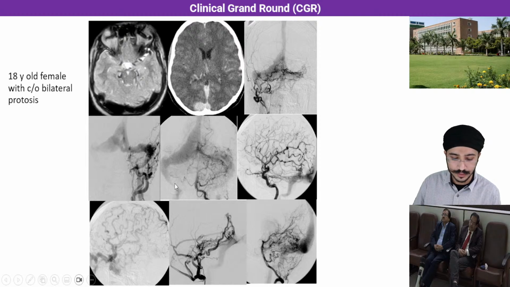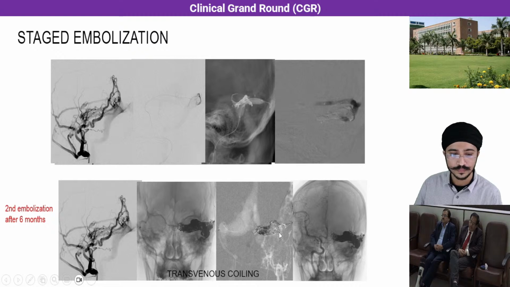There is very severe cortical venous reflux, as we can see here, and there are feeders from meningeal branches of vertebral artery as well as from the PCA. So staged embolization was planned in this case. First, we did transarterial embolization, and the access was again taken from middle meningeal artery, where we did balloon sinus protection technique, and transarterially from MMA, the glue was injected.